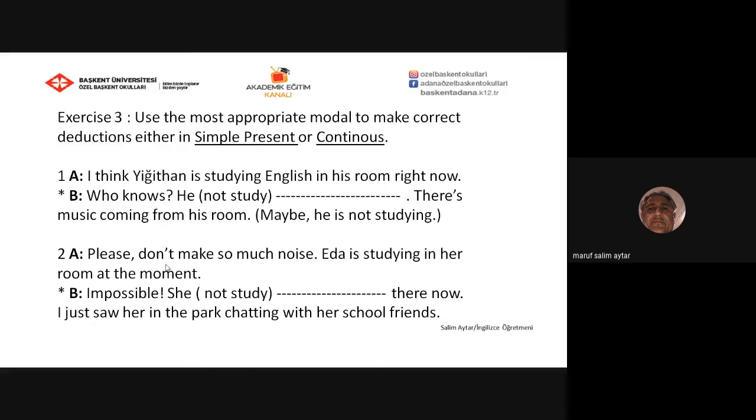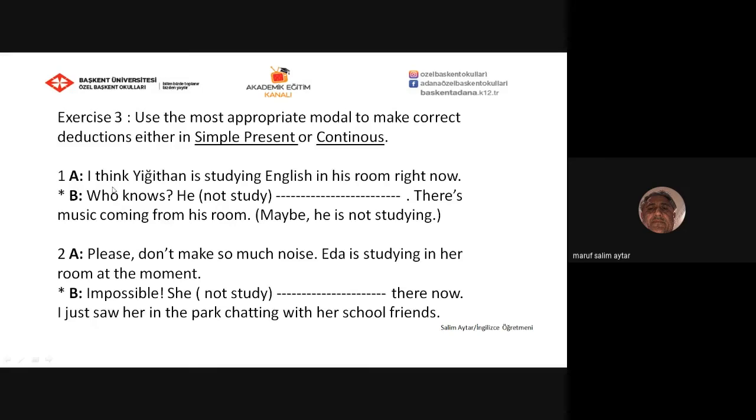Exercise 3. Use the most appropriate model to make correct deductions, either in simple present or present continuous. Okay? Just try to have a look for the clues to see whether you need to make a strong deduction or a weak one, or whether you need to make a present deduction or present continuous deduction.